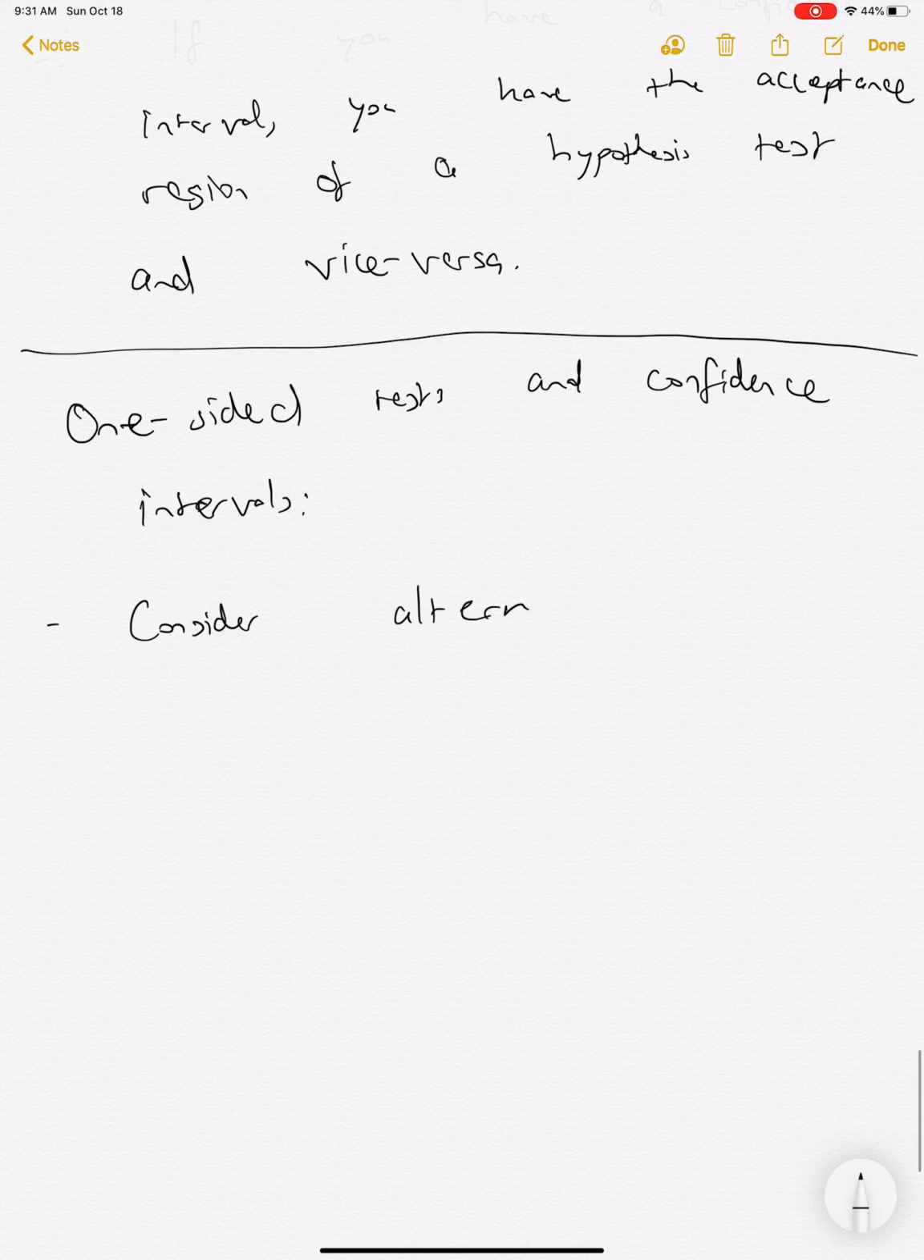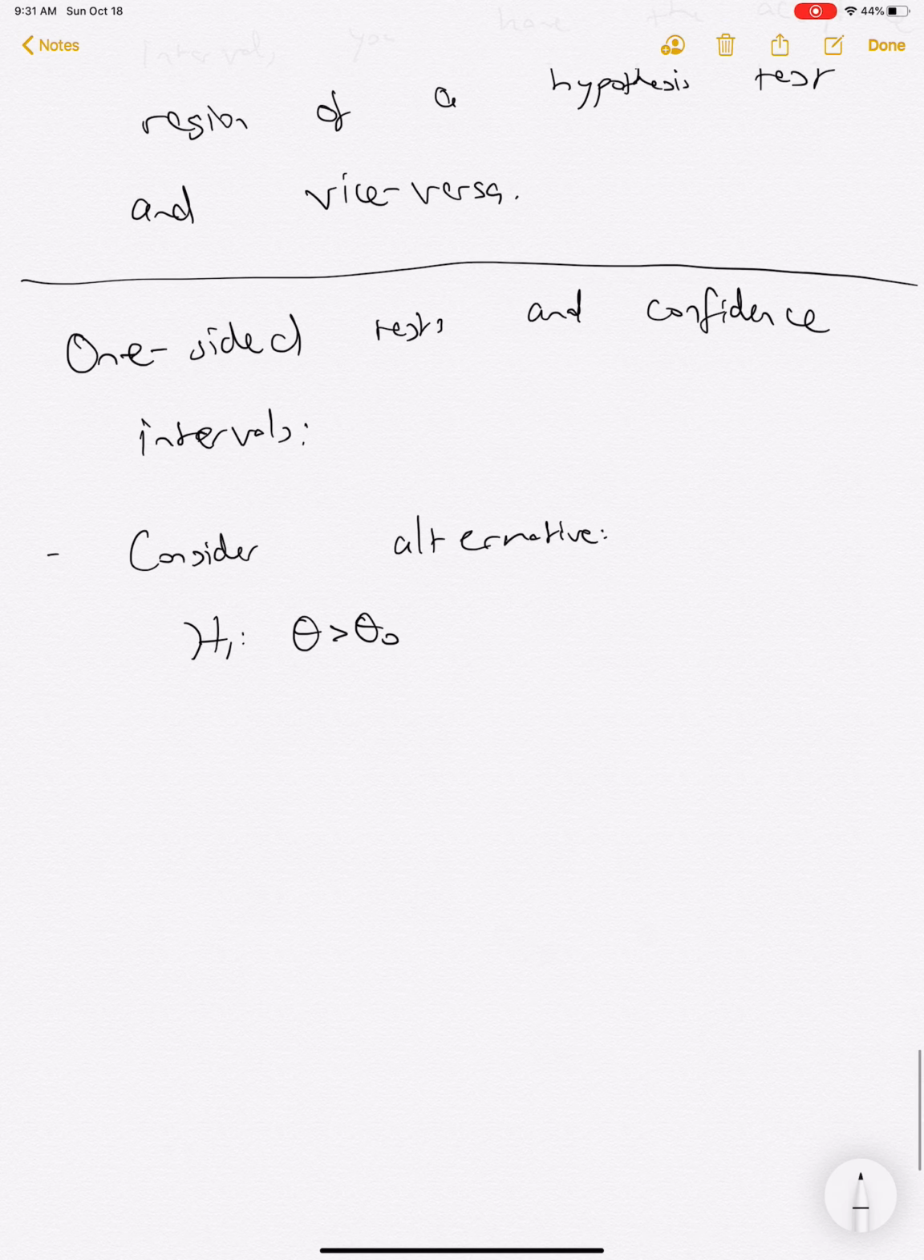So now we're going to consider the alternative, theta bigger than theta 0. And we're going to say, so we have the test statistic t of x1, x2 up to xn. So the test statistic's a function of your data, like the sample mean or something else.